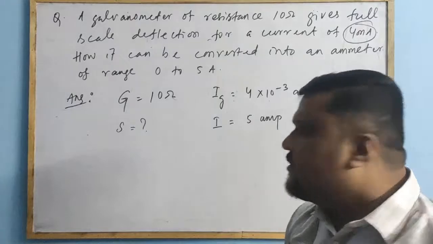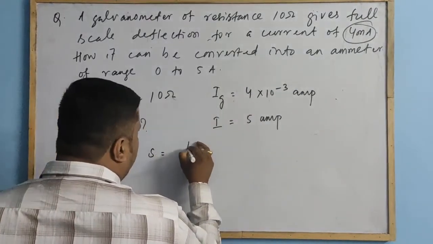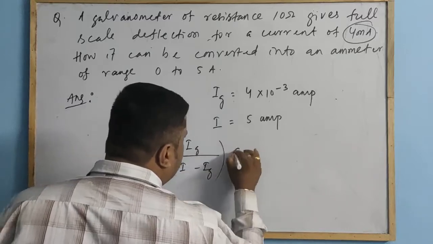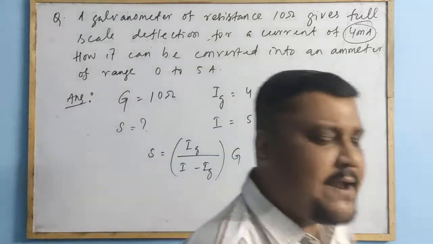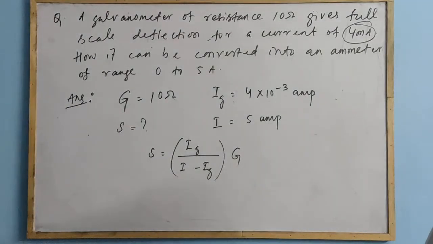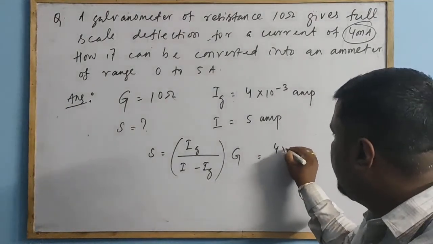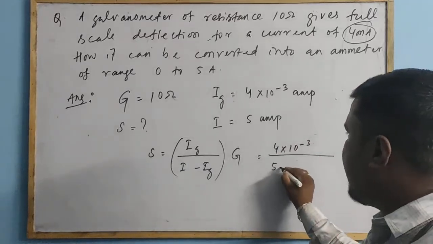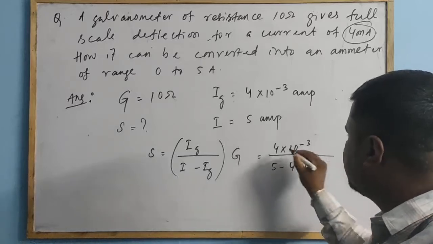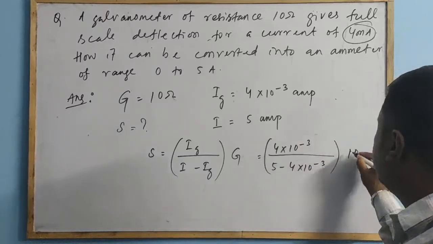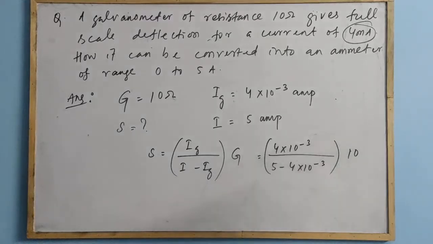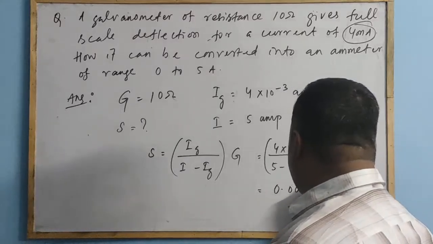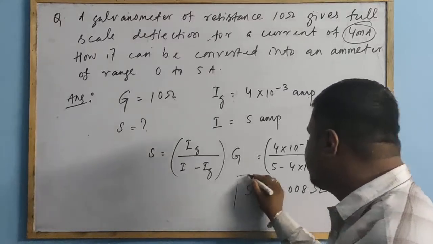That is the question. So you put the formula: S is equal to Ig by (I minus Ig) into G. That is the formula. Clear? So if you put the values, this will be 4 into 10 to the power minus 3, divided by 5 minus 4 into 10 to the power minus 3, into 10. If you solve this one, you will get the value 0.008 ohm. That is the shunt resistance.